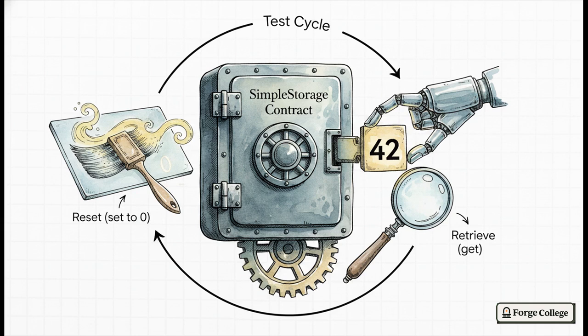Next it block, bam, the beforeEach fires again, wiping the slate completely clean. We then call the store function to save the number 42, call retrieve, and expect the result to equal 42. It's incredibly logical and honestly immensely satisfying when it clicks.